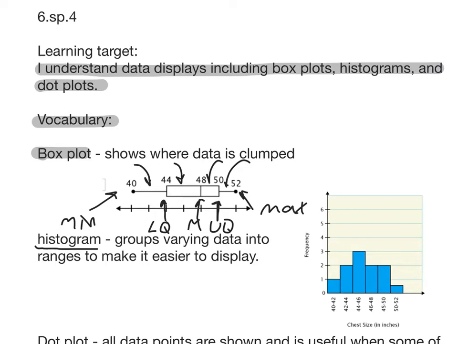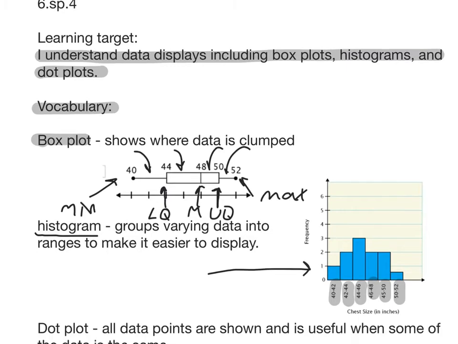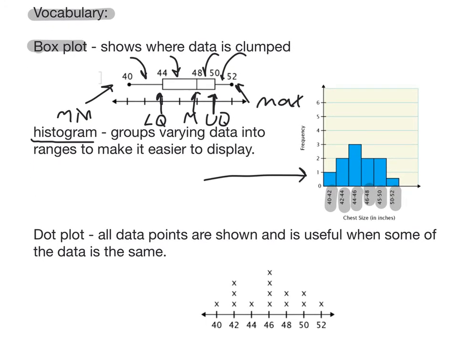Histogram. A histogram looks like a bar graph, except that the titles of the bars are ranges. Let's take a look at this data: chest size in inches. So we've got all of the people that are from 40 to 42 in the first bar. There's 1 of them. There are 2 people that have chest sizes from 42 to 44, and so on.